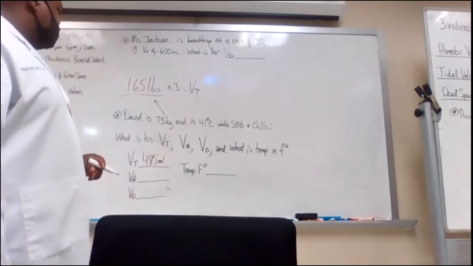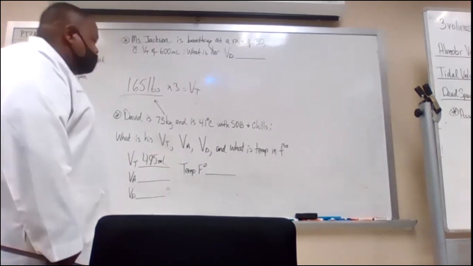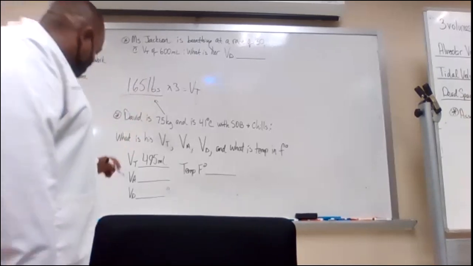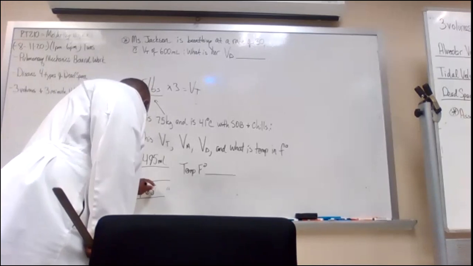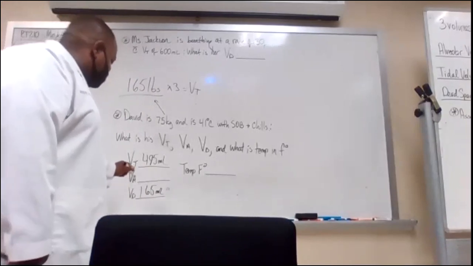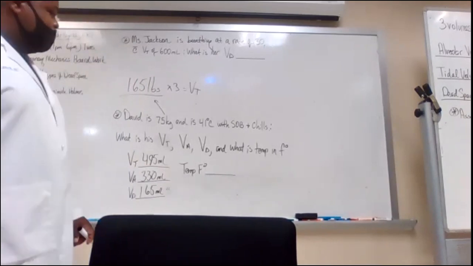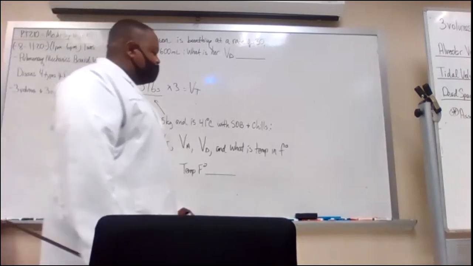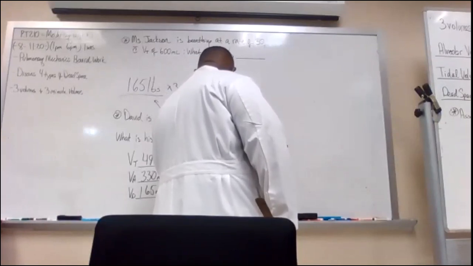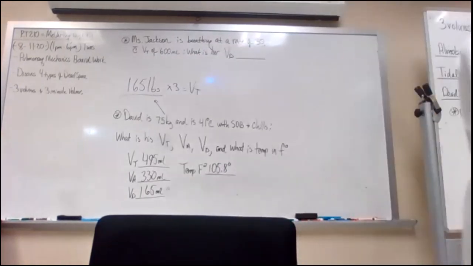495 milliliters. All right. And then to find out the alveolar volume, we got to first find out what the dead space volume is. Okay. Well, if he weighs 165 pounds, what is his dead space volume? 165 milliliters. 495 minus 165 is what? 330 mLs. And then 41 degrees Celsius is what? 105.8 degrees Fahrenheit, which is almost dead. Very, very sick.